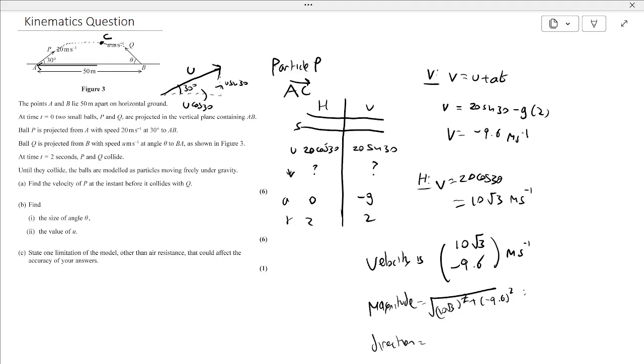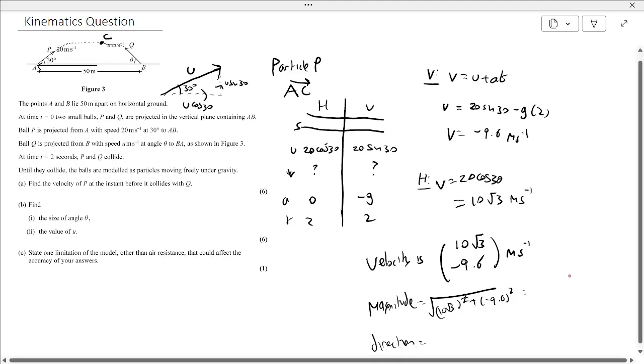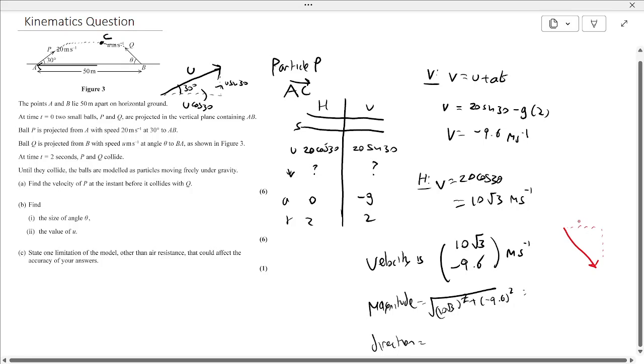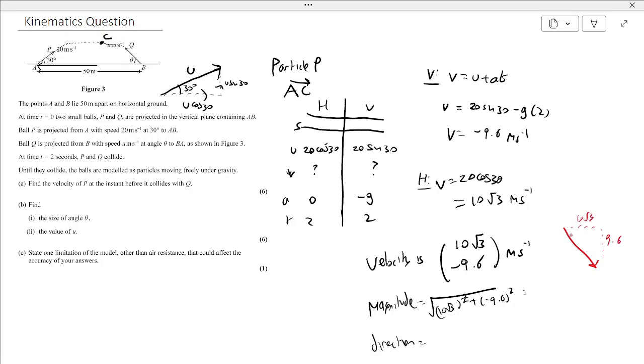well, a little sketch would kind of help here. Just to show what I am doing here. So velocity is 10 root 3 across and 9.6 down. So something like this. 10 root 3, 9.6. And this is an angle, I'll call it beta. So beta is, for this triangle here, going to be the inverse tan of opposite over adjacent. So that's 9.6 over 10 root 3, 28.9, or 29.0 actually, degrees.